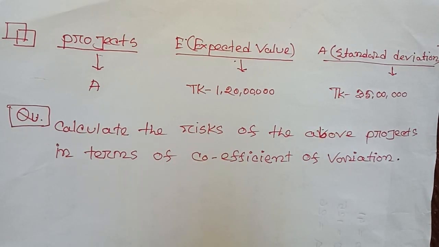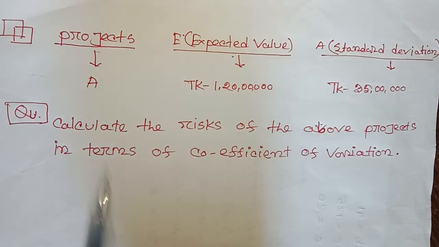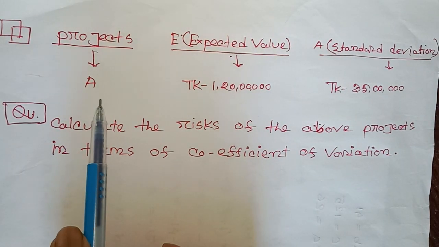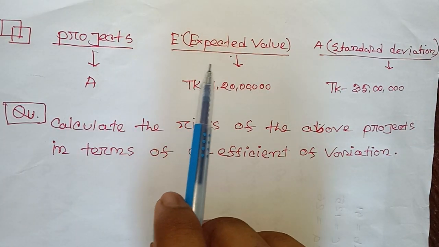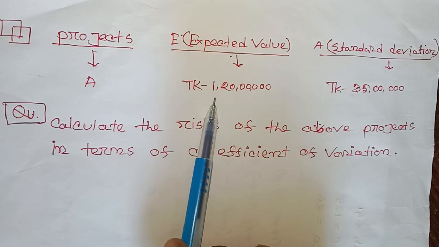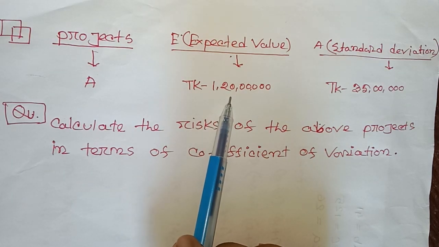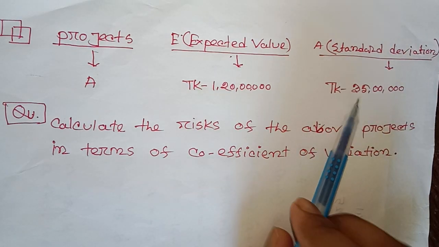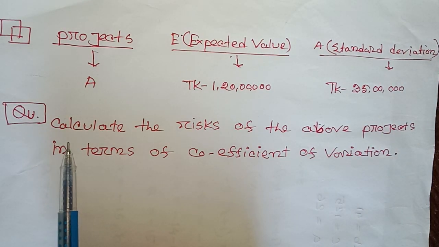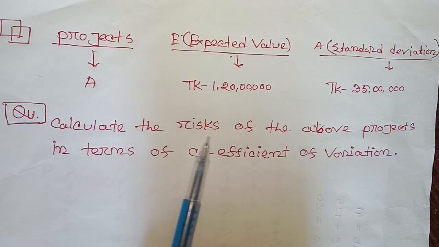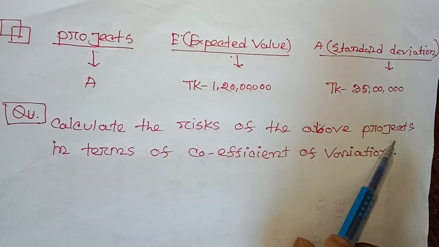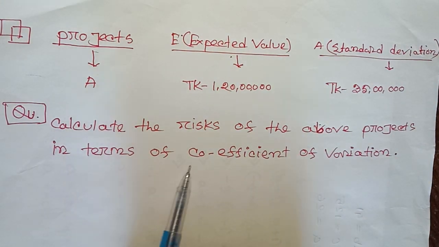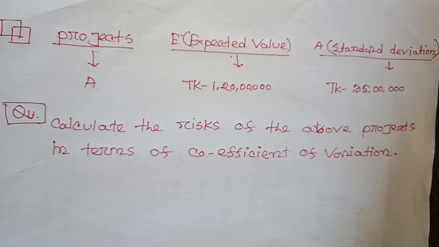In this video I am going to show an interesting solution. So let's see. This question's project name is A, and the expected value is taka 1 crore and 20 lakh. The standard deviation is taka 35 lakh. The requirement is to calculate the risk of the above project in terms of coefficient of variation.